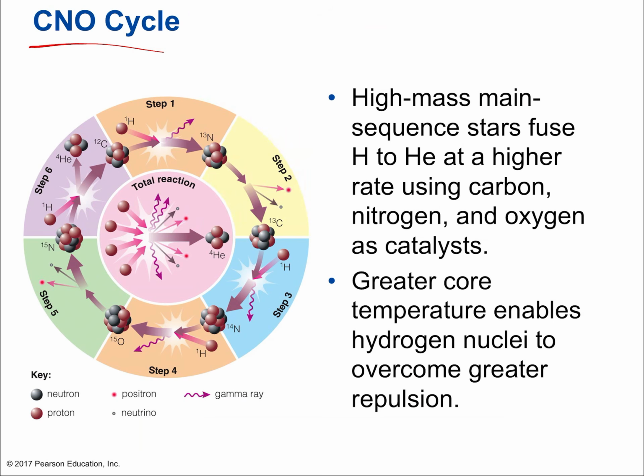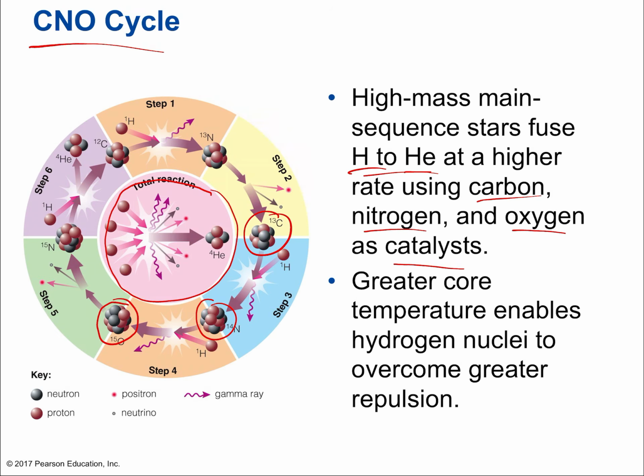So high mass main sequence stars fuse hydrogen to helium at a higher rate using carbon, nitrogen, and oxygen as catalysts. Greater core temperatures enable the hydrogen nuclei to overcome greater repulsions. All right? So the overall process is quite similar in terms of the inputs and the output, but the fact that we have these catalysts of oxygen, nitrogen, and carbon is unique to high mass stars.